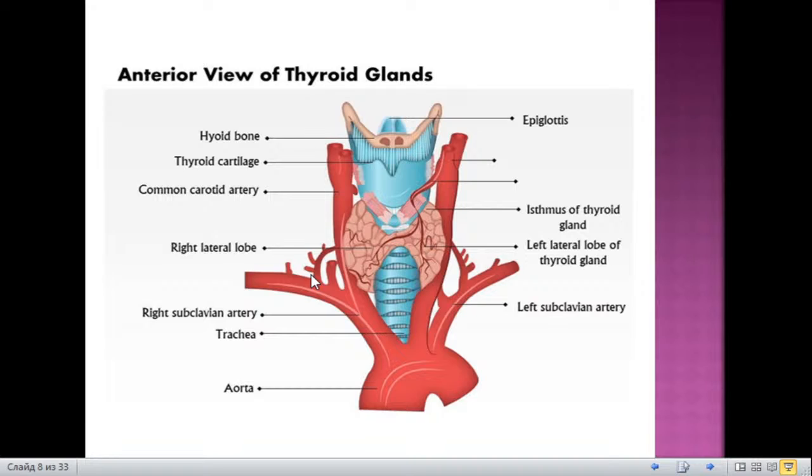Sometimes, but it's not a permanent artery, the brachiocephalic trunk gives off a small branch directly to the thyroid gland. This artery is called arteria thyroidea ima. In English it means the least thyroid artery. But again, please remember this artery is inconstant.